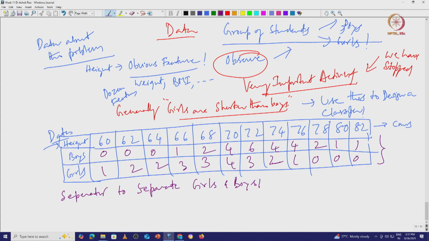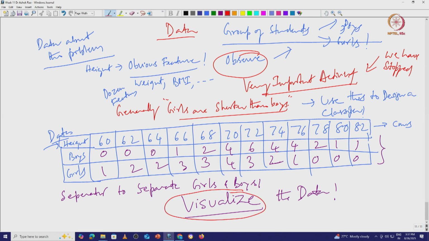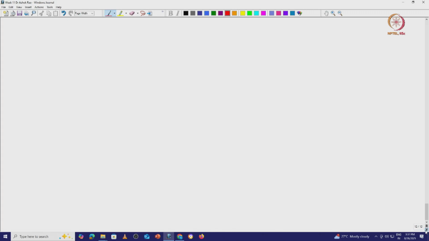So, what is the best way to do this? The best way to do this is to visualize the data. That is why almost all data science and machine learning emphasize a lot on visualizing the data. A picture is worth 1,000 words. Okay. So, let us visualize the data. How do I visualize the data?